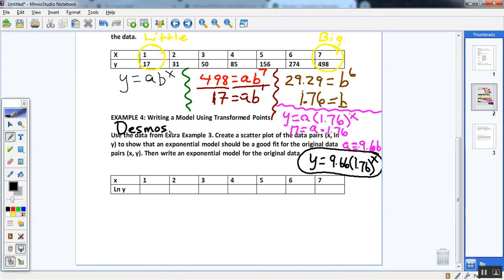Who was my 17? We'll go 2 places. 2.83. Next one. 3.43. Next one was the natural log of 50. 3.91. Next one. 4.44. Next one. 5.04. Next one. 5.61. And then finally, natural log of 498. Who had that? 6.21? Okay, get those values in there. Okay, I'll move out of the way. You write those values in there first, all right?